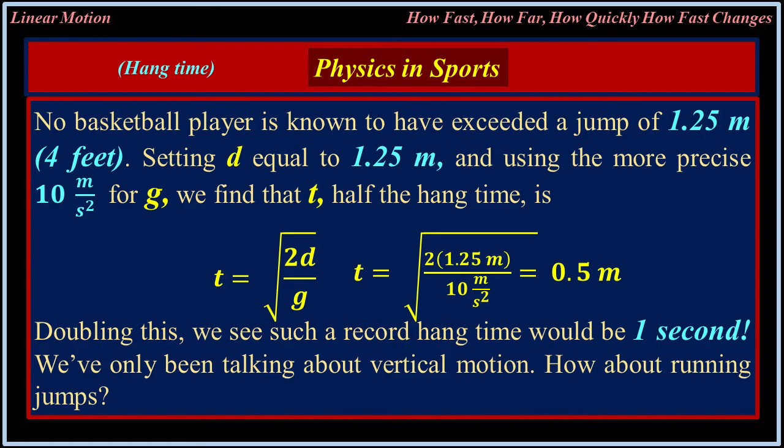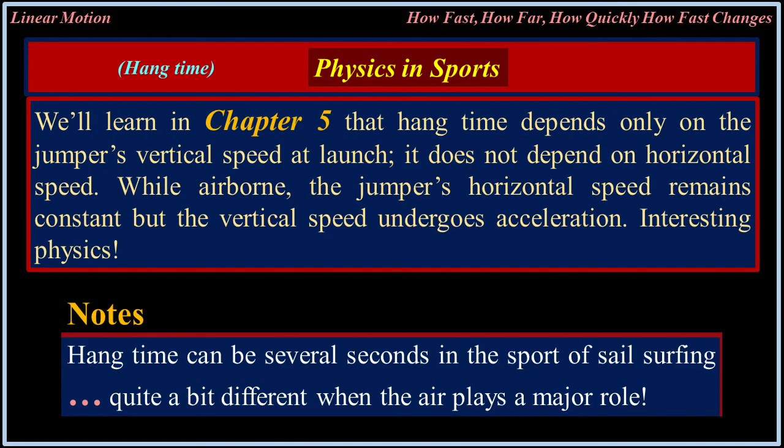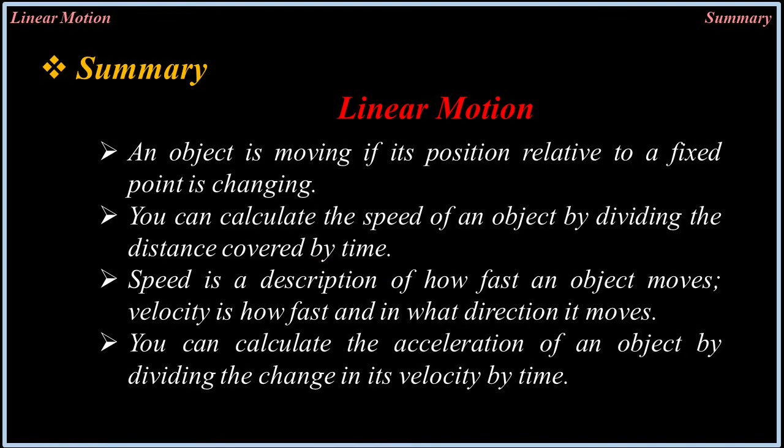We've only been talking about vertical motion. How about running jumps? We'll learn in Chapter 5 that hang time depends only on the runner's vertical speed at launch. It does not depend on horizontal speed. While airborne, the jumper's horizontal speed remains constant, but the vertical speed undergoes acceleration. Interesting physics. Note: hang time can be several seconds in the sport of sail surfing, quite a bit different when the air plays a major role.